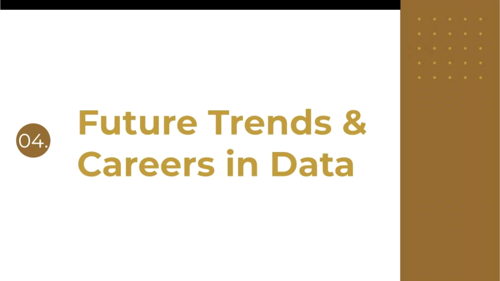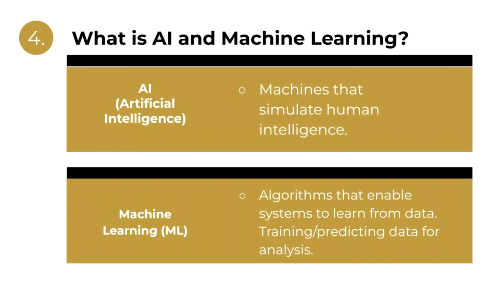All right, now we're moving on to our future trends and careers in data. What is AI and machine learning? AI refers to the simulation of human intelligence in machines that are programmed to think, learn, and perform tasks typically requiring human intelligence. This includes reasoning, problem solving, language understanding, and perception.